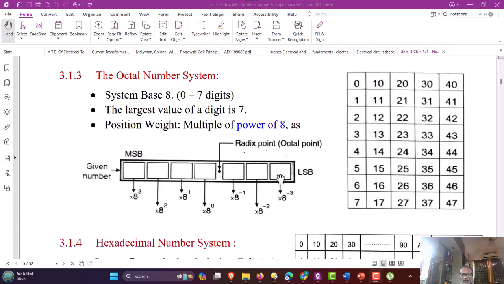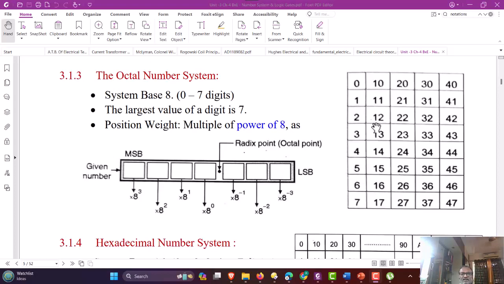For the fractional portion, that is to the right of the octal point, the first position has the position weight of 8 raised to minus 1, that is actually 1 by 8. The second position has the positional value 8 raised to minus 2, and the third position has the power 8 raised to minus 3.